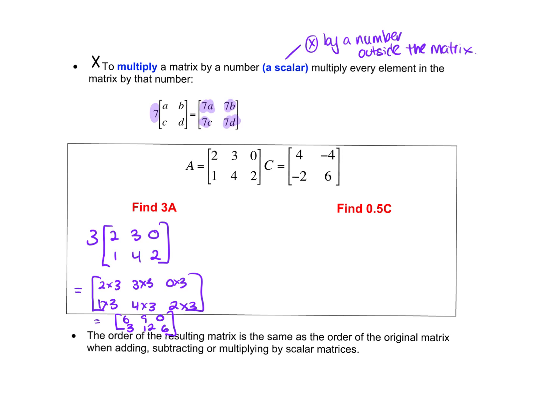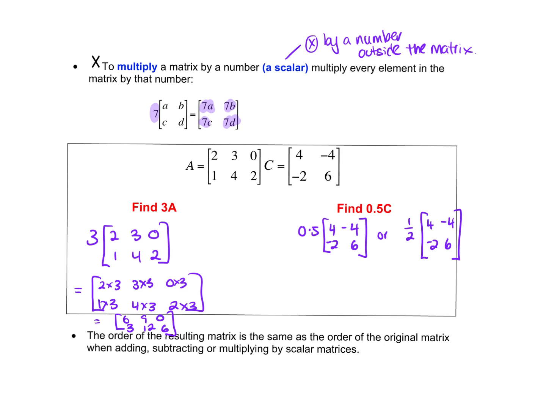Now, obviously, as you said, those ones are pretty easy, so you could have done it in your head. With this one, you'd have 0.5 outside the matrix. Now, it could also be written as a half. 0.5 could look like that. So a fraction outside is also a scalar. It's still a number. Okay? And you simply just times it by a half.